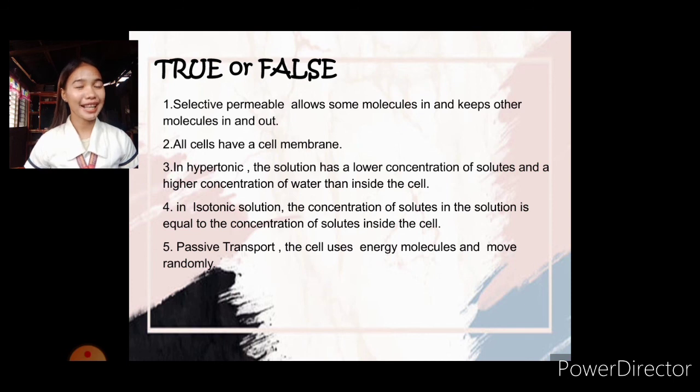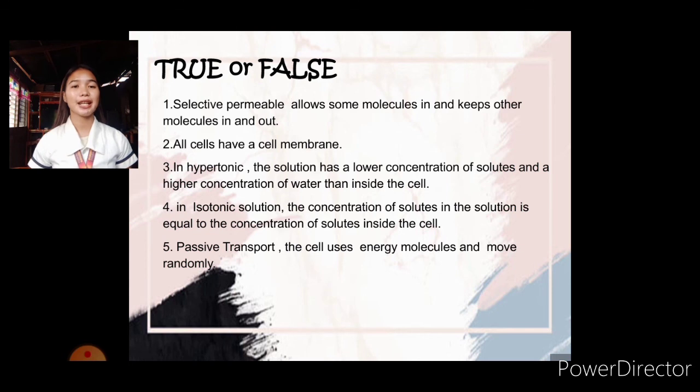Are you all done, class? Okay, that's it. Okay, so for number 1, what is the answer? Okay, very good. The answer for number 1 is false because selective permeable membranes allow some molecules in and keep other molecules out, not in and out. For number 2, it states that all cells have a cell membrane. Is it true or false? Yes, that's right. It is true.